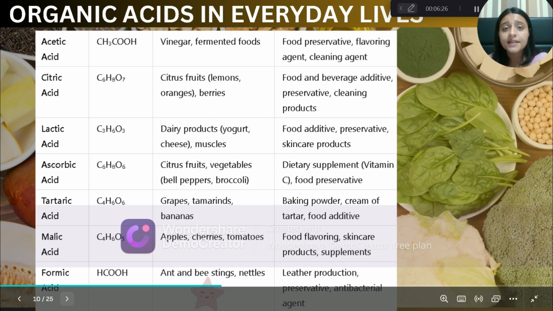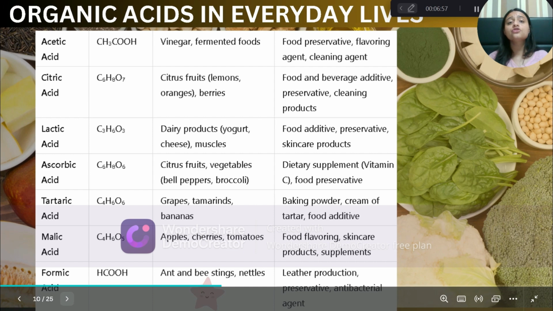and formic acid, which is majorly present in ants and bee stings. So these organic acids, please learn them thoroughly because most of the exam topics come from this part. There are only some common organic acids you have to learn: malic acid, formic acid, acetic acid, citric acid from citrus fruit, and lactic acid sometimes. From an exam point of view, these acids are very important.